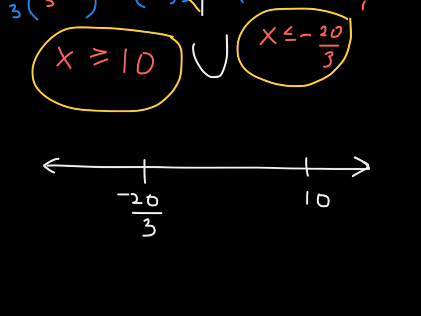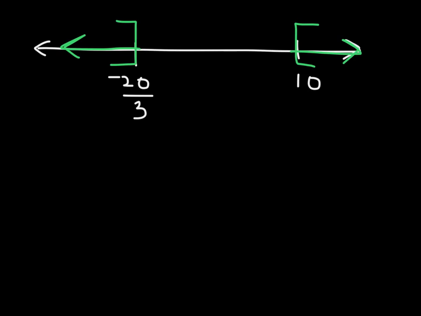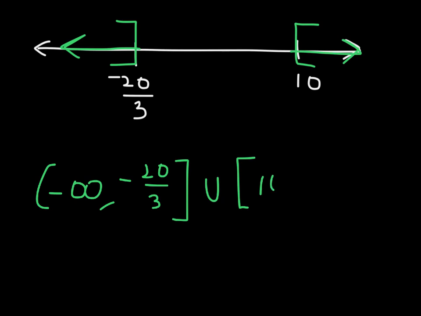All the numbers greater than or equal to 10 are in that direction. All the numbers that are less than or equal to negative 20 thirds are in that direction. So there's the final graph of the solution set. And when I write the solution set in interval notation, I go left to right, so negative infinity to negative 20 thirds, bracket, union, bracket at 10, all the way to positive infinity.